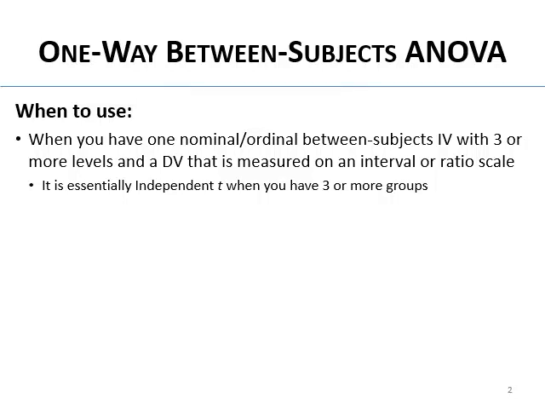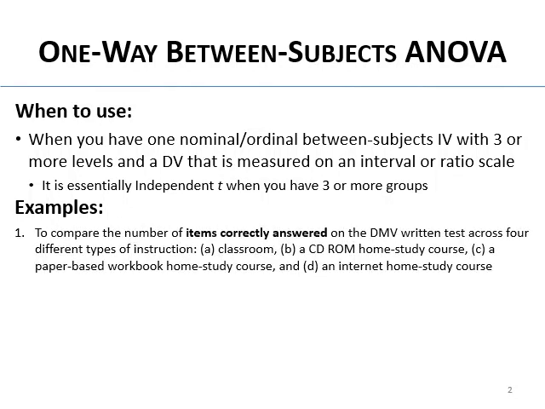So you can actually use this when you just have 2 groups, but why would you use a t-test? It's easier. So it's sort of the generalization of independent t to 3 or more groups. So some examples. If you want to compare the number of items correctly answered on the DV written test across 4 different types of instruction: classroom instruction, some sort of CD-ROM home study course, a paper-based workbook home study course, and an internet home study course.